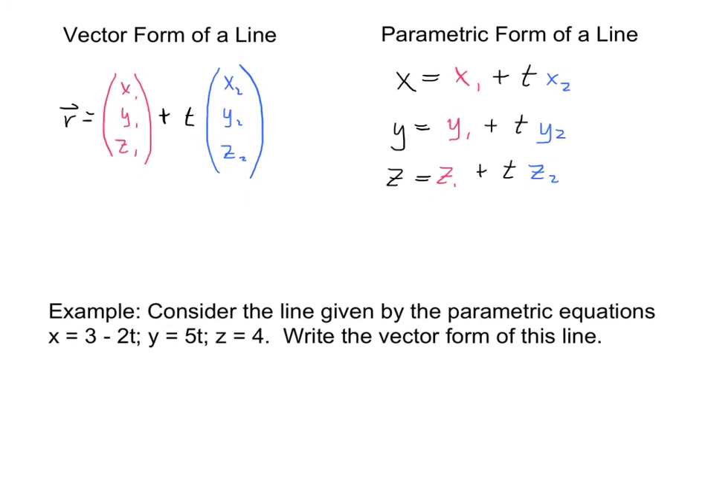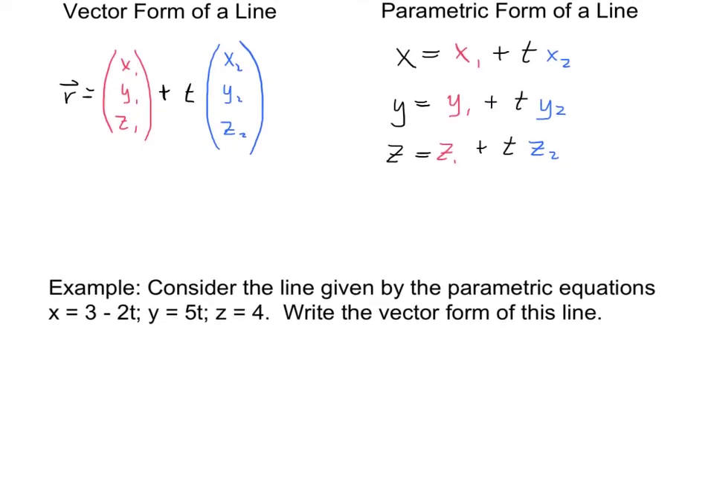I've got an example here, and you can do this with 2 dimensions also. I decided to do my example up here in 3 dimensions. For this one down here, I'm giving you a line in parametric form. I want you to write it in vector form. I think it can help to write them vertically: x equals 3 minus 2t, and then y equals 5t, and then z equals 4.